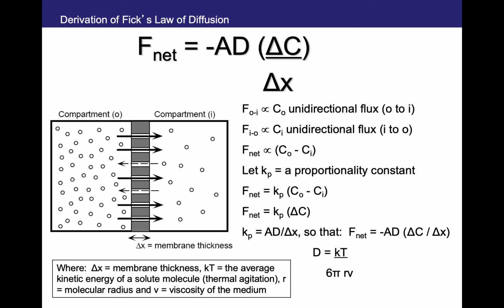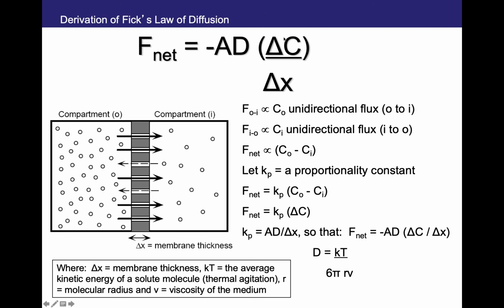And then multiply the diffusion coefficient by the concentration gradient. Just like with Fourier, the difference between the temperature of those two marble blocks, the greater the heat transfer. The greater the concentration gradient between these two compartments, the greater the net flux. And then finally, this delta X is the membrane thickness.